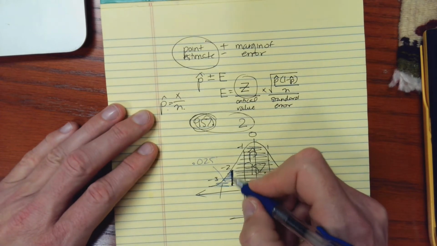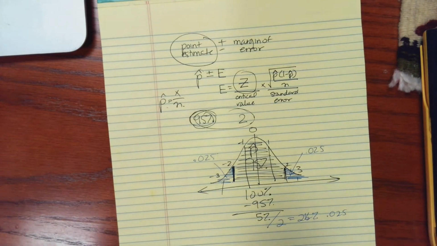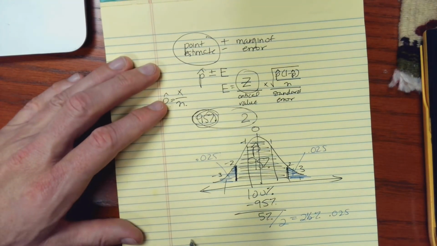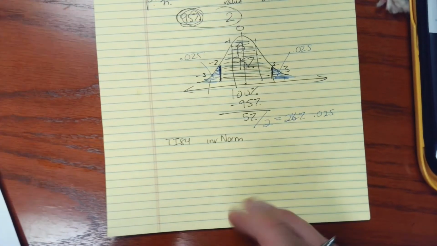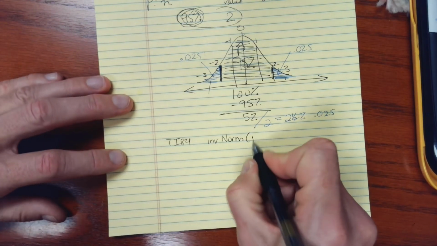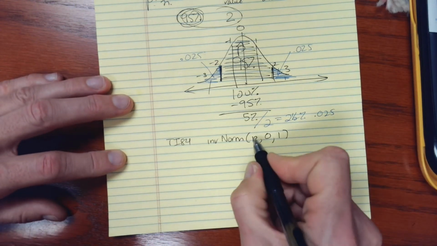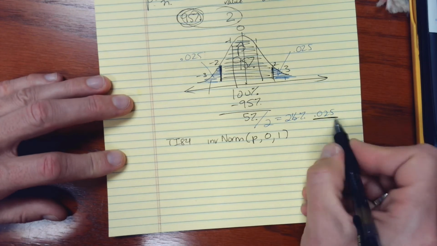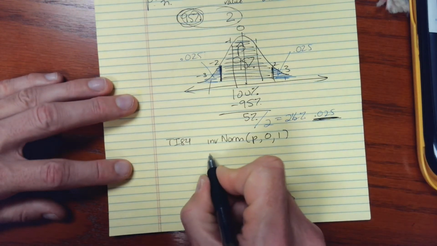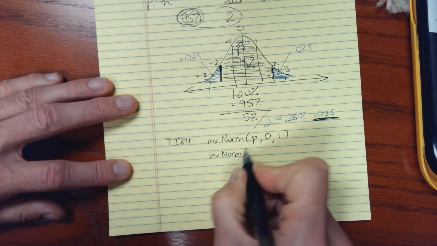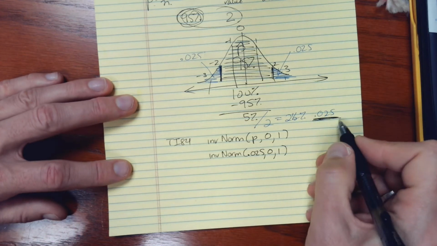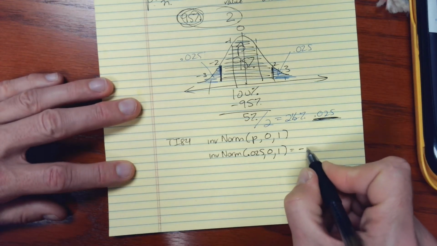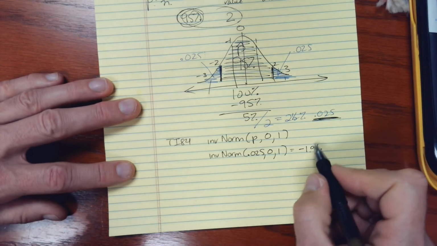So to get a more accurate value for this z-score, we can use technology. For instance, if you have a TI-84, you would use your inverse norm function, which is in your distribution menu, and you would put in a probability and then 0 and 1. Now, in this case, the probability that I want to put in is this value here, 0.025. So I would take inverse norm, 0.025, 0, and 1, and I'm going to get a negative z-score. It's approximately negative 1.96.